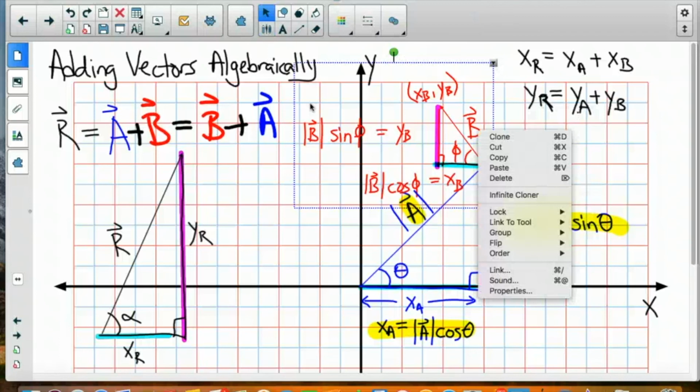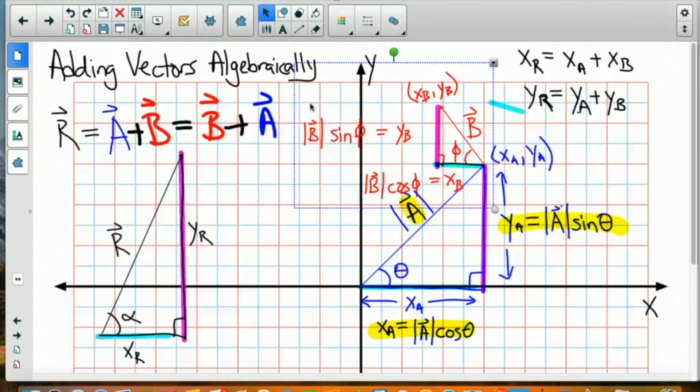We saw that for the x components we'd use this color, and the y components were this color.